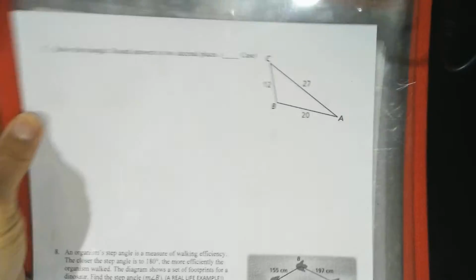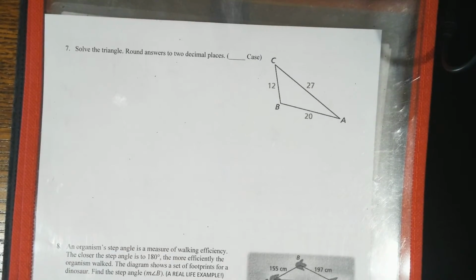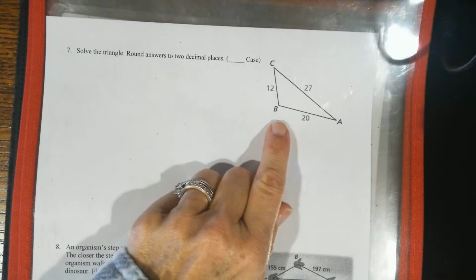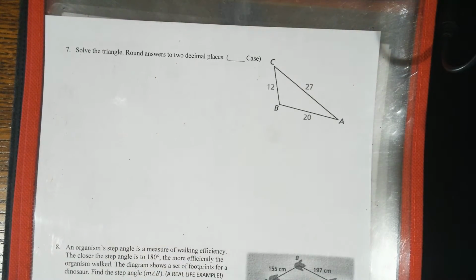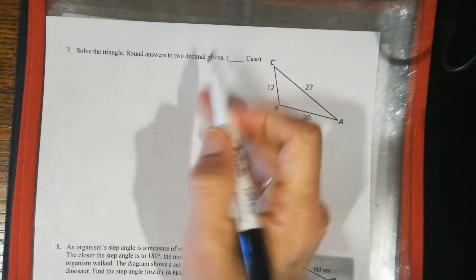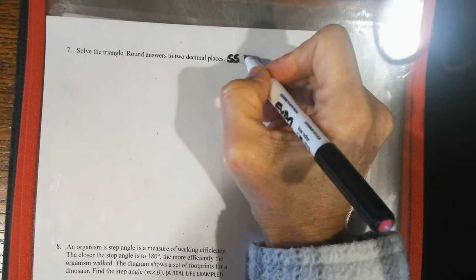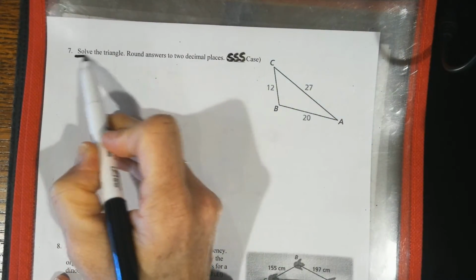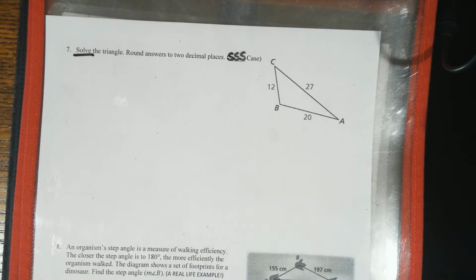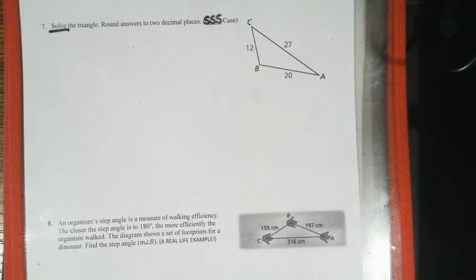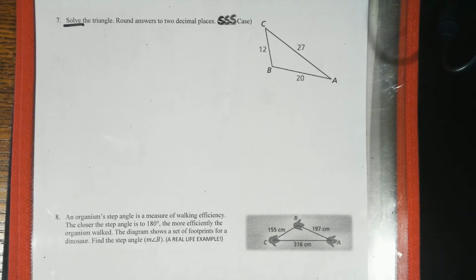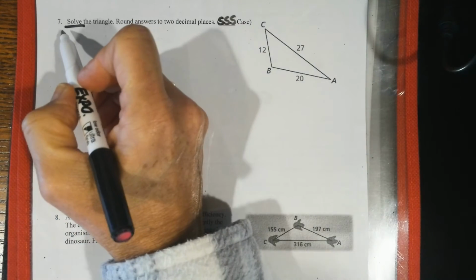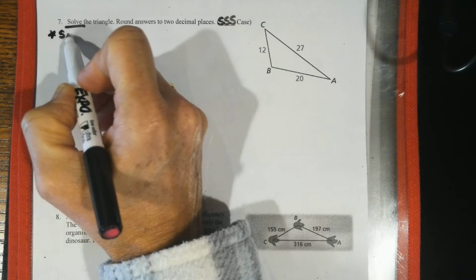Then we're going to do this second type of case. In this case, we're going to use law of cosines because all we have is three sides. Again, we're going to round to 2 decimal places. This is the side case. Solve the triangle means find angle A, angle B, and angle C. So it doesn't really matter which one you pick. You just need to write yourself a note.